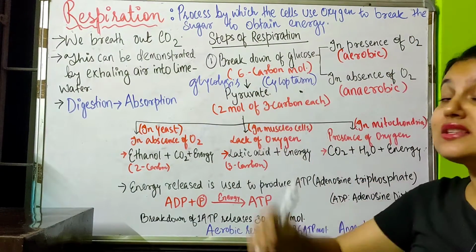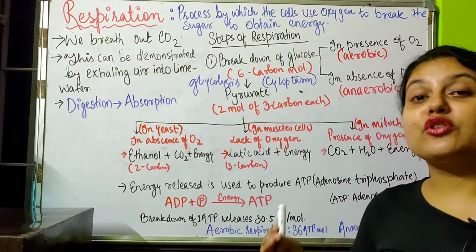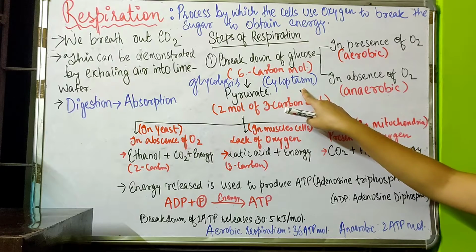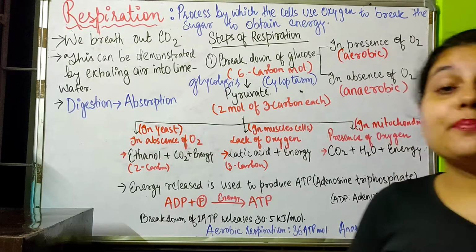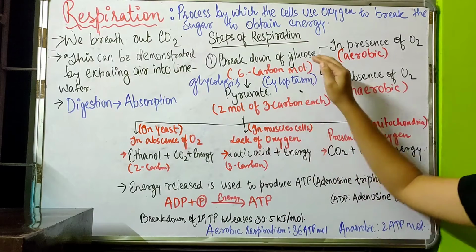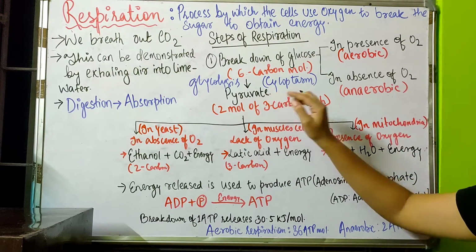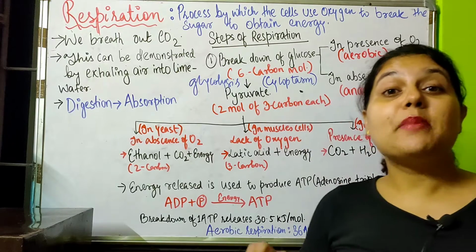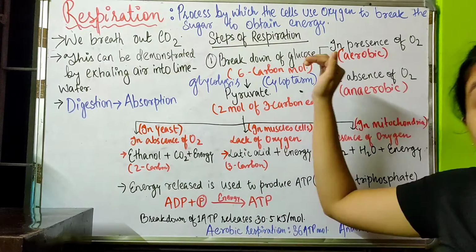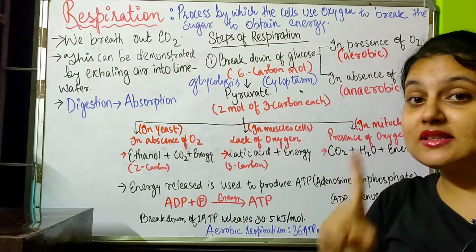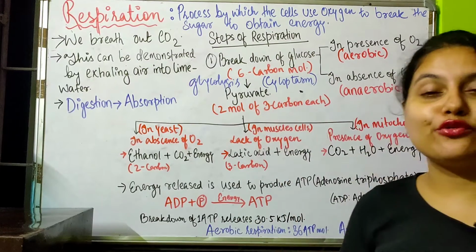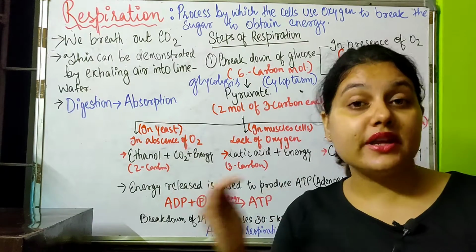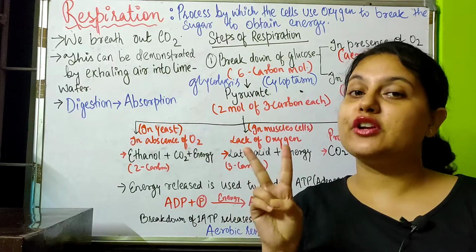The process in which glucose is broken down into pyruvate is known as glycolysis, and it occurs in the cytoplasm. The first step of respiration is the breaking down of glucose to pyruvate. Now you see, 2 molecules of 3 carbons each. That means pyruvate contains 3 carbons. One molecule of glucose contains 6 carbons and one molecule of pyruvate contains 3 carbons. That means one molecule of glucose breaks down to form 2 pyruvate molecules.